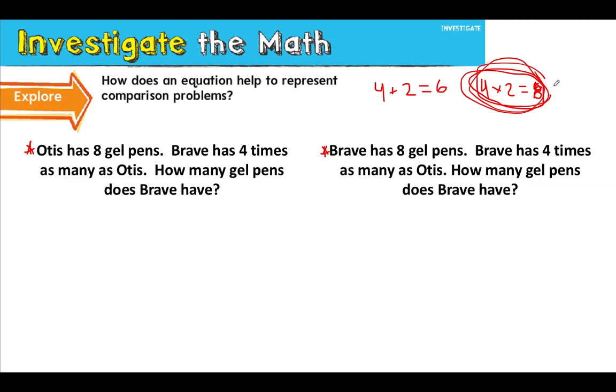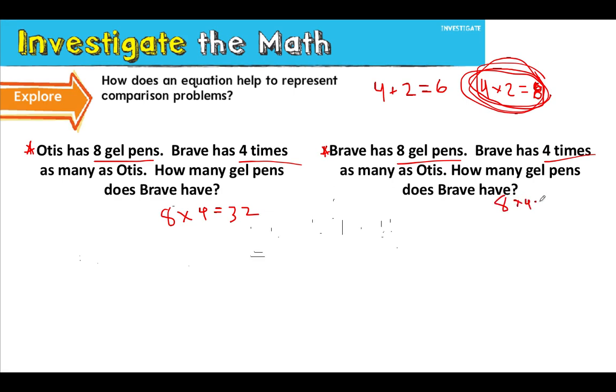Equations are really helpful, but they don't necessarily get us the right answer if we don't do some thinking about the story beforehand. Because look at these 2 stories. They both are about 8. They both have the word 4 times. It would be really tempting to just jump to the equation: 8 4 times is 32. I'd be like, okay, I'm all done, right?